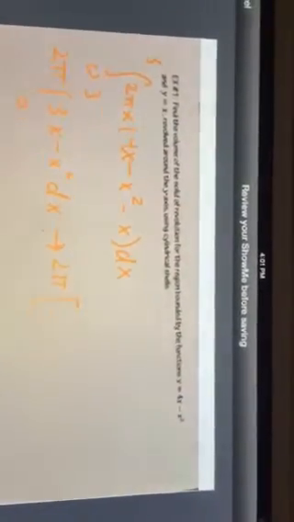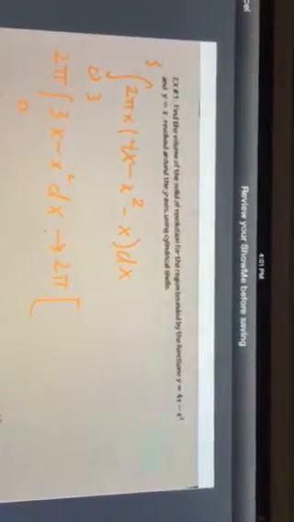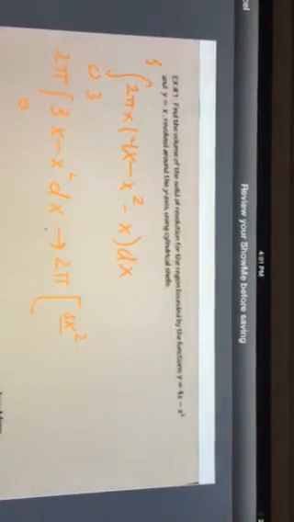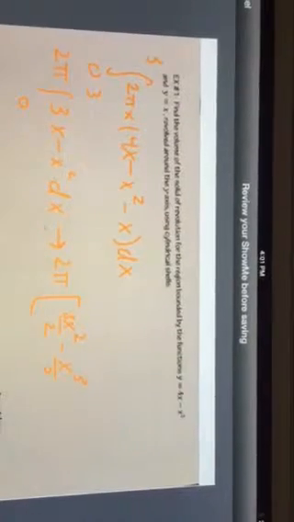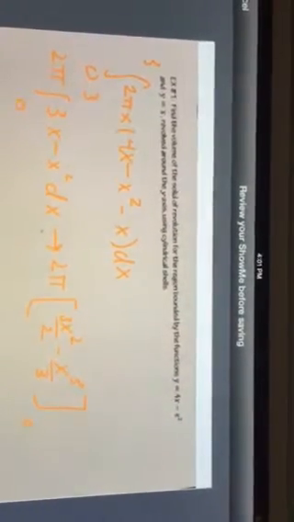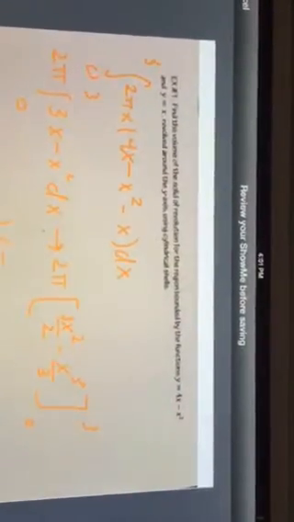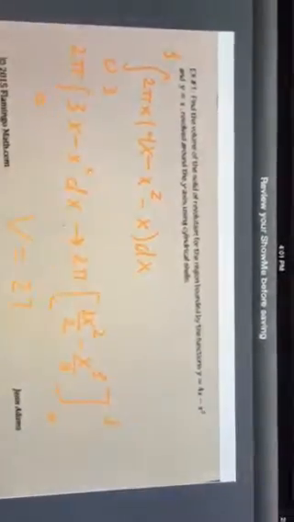Integrate, and we get 2 pi times 3x squared over 2 minus x cubed over 3 from 0 to 3, and we would get a volume of 27 pi over 2 units cubed.